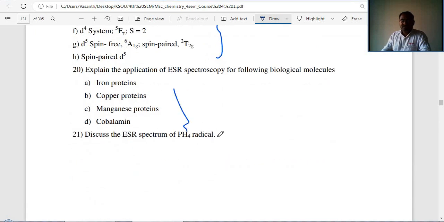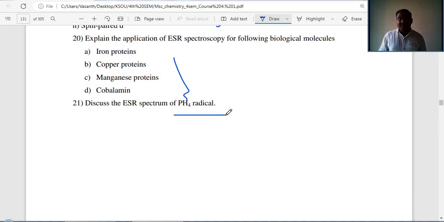Question: EPR spectroscopy of iron proteins, copper proteins, manganese proteins, cobalamin or vitamin B12, and finally phosphorus radicals.